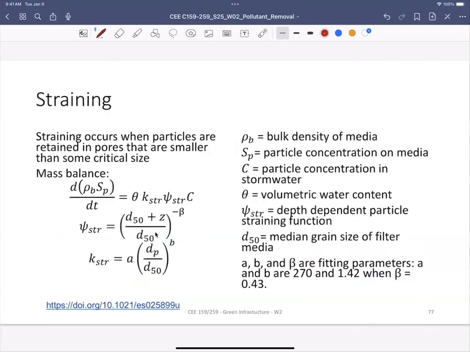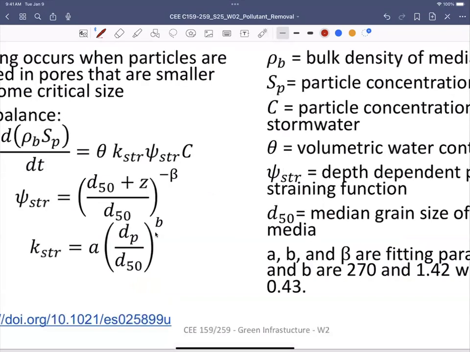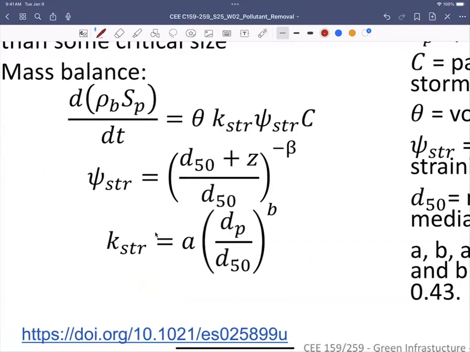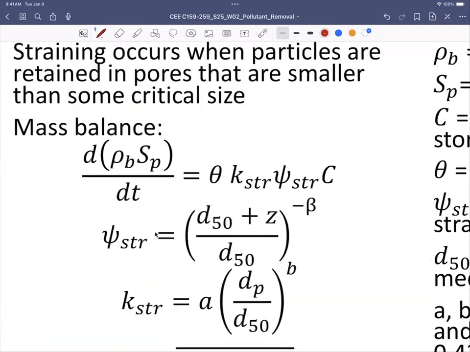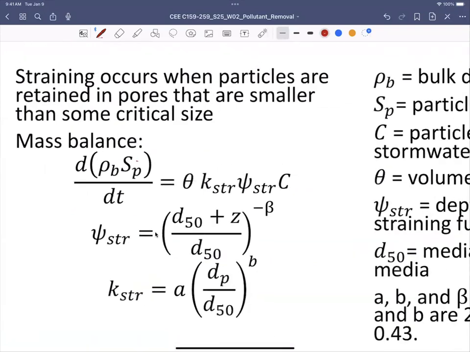The first is straining, or physical filtration. It depends on the relative size of the particles compared to the size of the filter media. So you can write the rate at which particles are removed, which is basically the density of particles times the pollutants being removed, as the rate at which straining can occur. And that depends on the relative size of the particles and the size of the filter media.